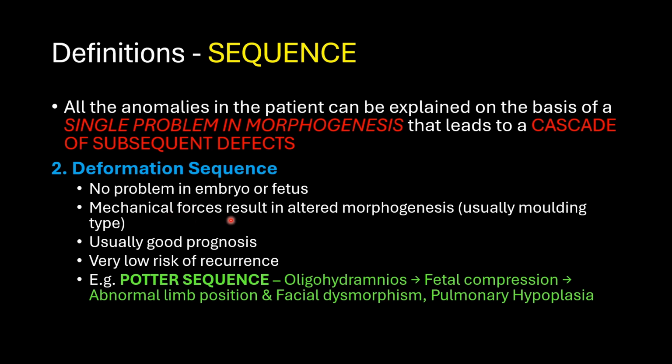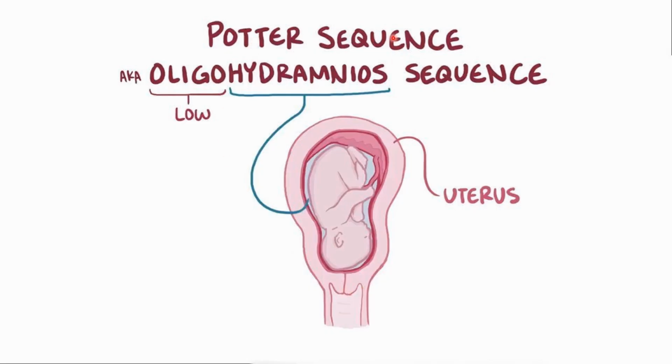That leads to abnormal mechanical forces, which lead to fetal compression, and this fetal compression leads to multiple things like abnormal limb position, facial dysmorphism, and pulmonary hypoplasia. So this abnormal mechanical force leads to altered morphogenesis. So this is a deformation sequence. You can see the Potter sequence or oligohydramnios sequence here. There is less amniotic fluid, which leads to abnormal fetal compression, which leads to all the problems.